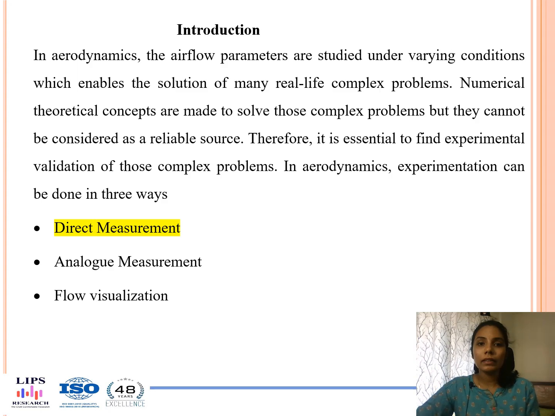The third approach is flow visualization. This technique helps us see the flow patterns using methods like smoke, dye, or particle testing. It provides qualitative understanding of phenomena like vortices, separation, and turbulence. So together these three approaches help us get a comprehensive understanding of aerodynamic behavior and help bridge the gap between the theory and the real world performance.